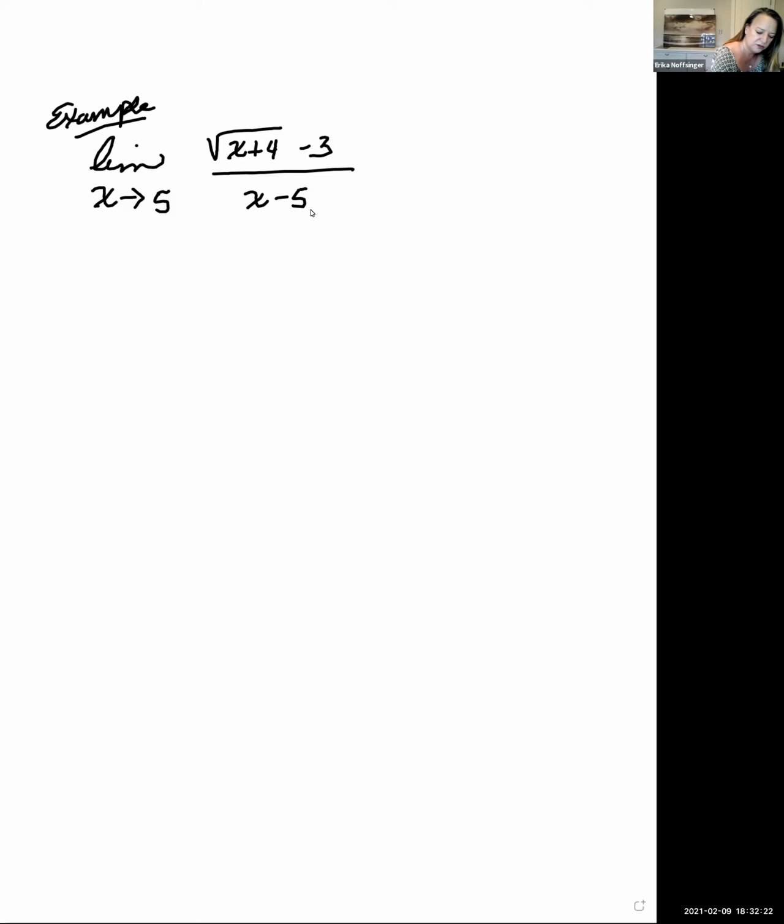Again, you would start this with direct substitution. Wherever you saw an x, you're going to replace it with a 5. So if we do that, we get the square root of 5 plus 4, and then minus 3 outside, all over 5 minus 5. And so you can see that the denominator goes to 0.